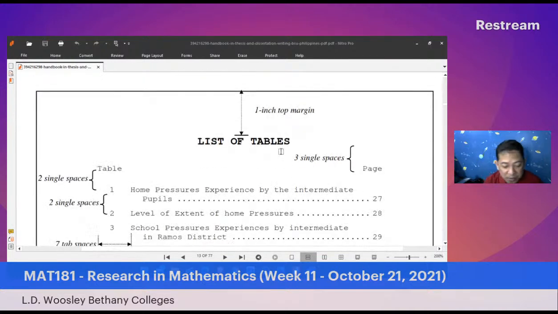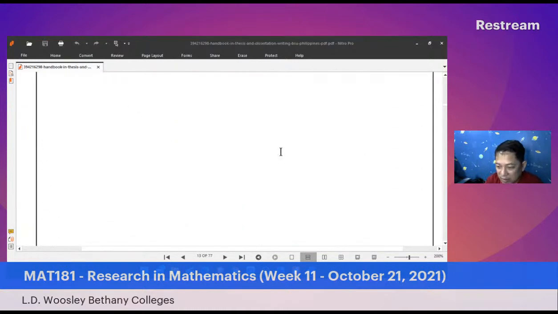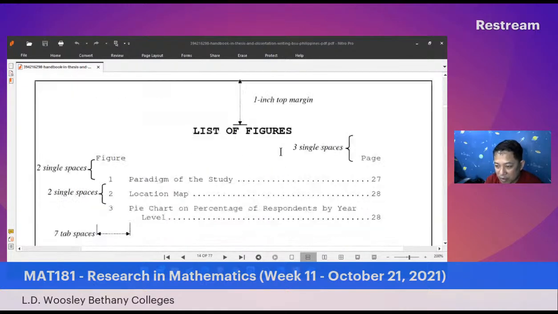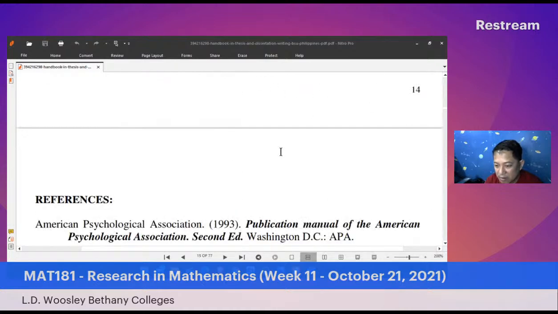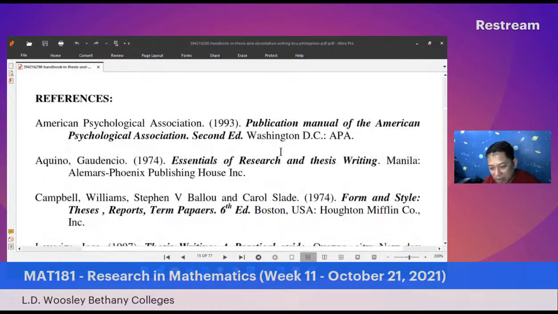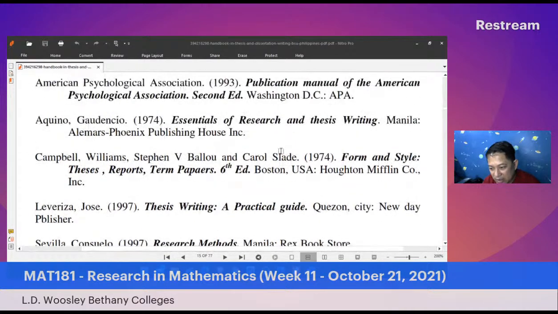So here is an example of the list of tables. I just passed it down. Also similarly with the list of figures, I would say. Then the references, of course, we'll be using the APA format, American Psychological Association format, in terms of our citations. Citation format will be using the APA format, as we have seen here on this references. Yan. So ganyan yung ating gagawin as far as our reference is concerned.